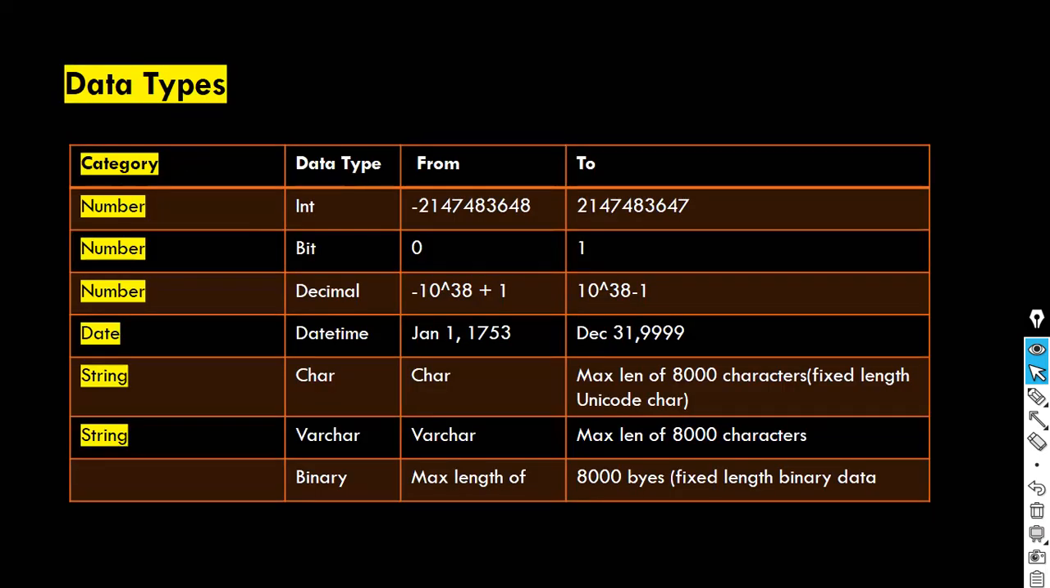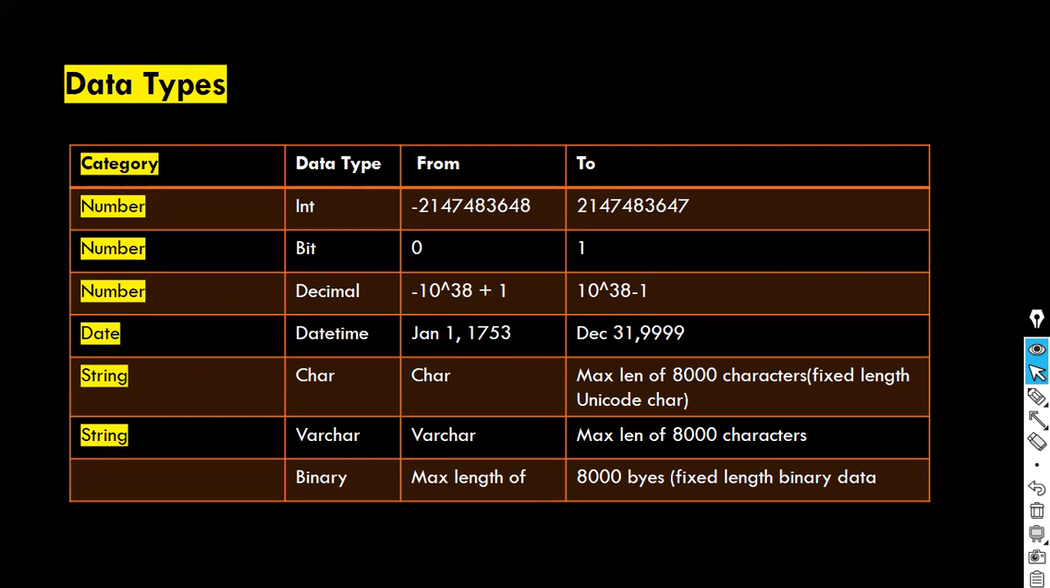Now we will take a look at the most frequently used and popular data types. If you see any project, the integer data type will be there, the decimal data type will be there, and then the bit. Bit is a data type that is available in SQL Server.